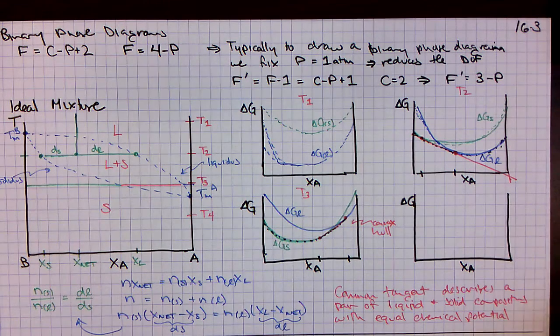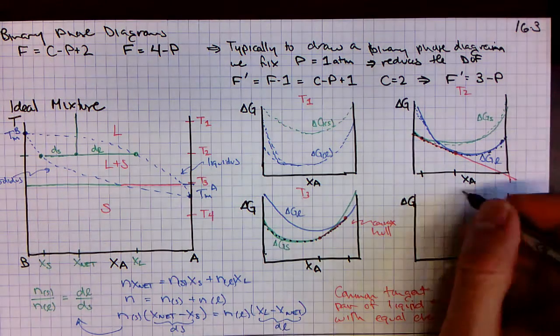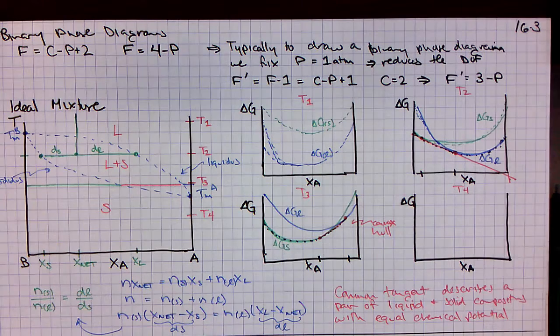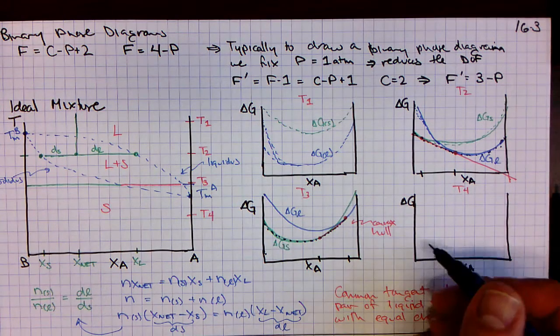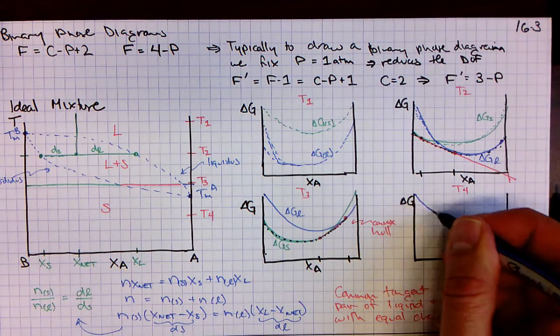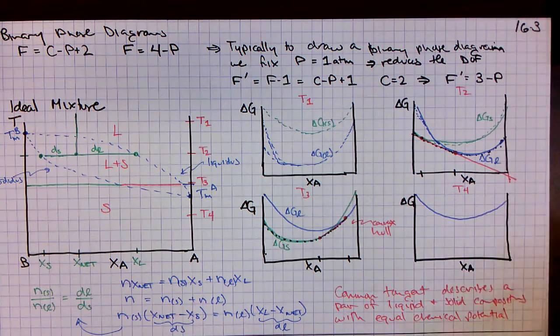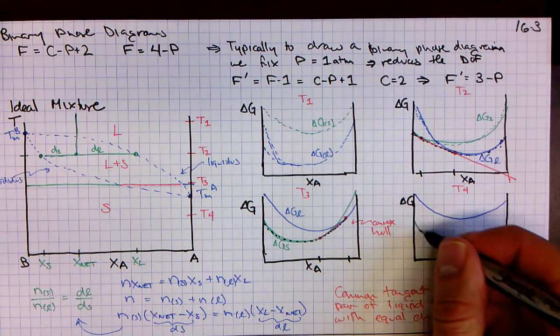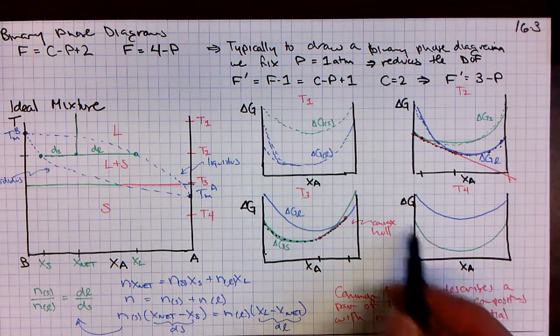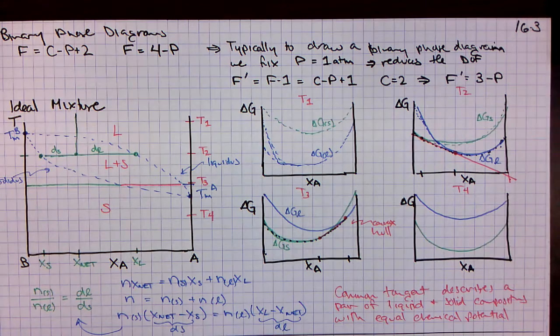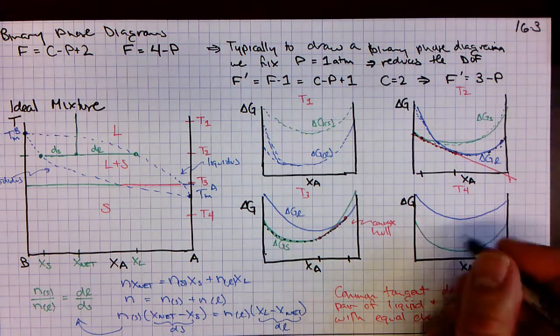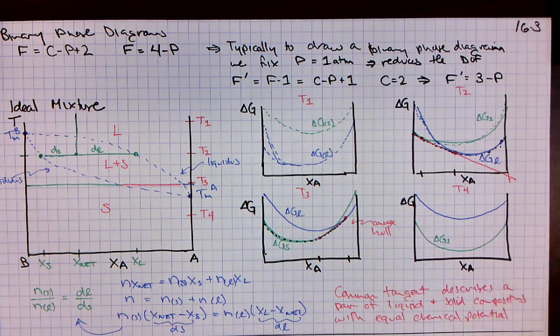Okay. And then finally, at T4, we've gotten to the point where the liquid free energy is fully above the solid, and then of course we don't have any tie lines anymore, we just stay on the solid free energy curve. Okay. Good.